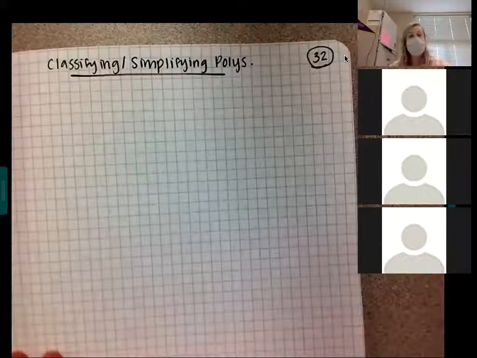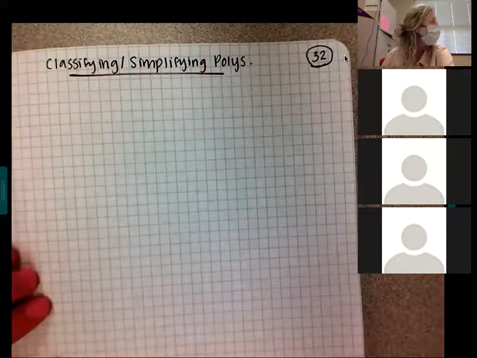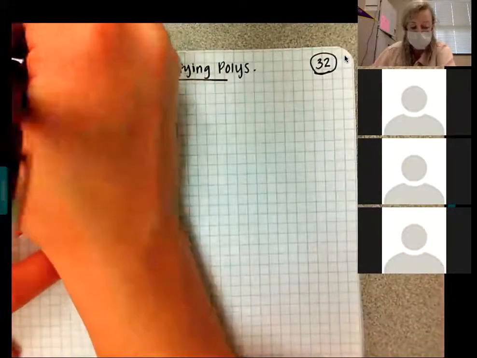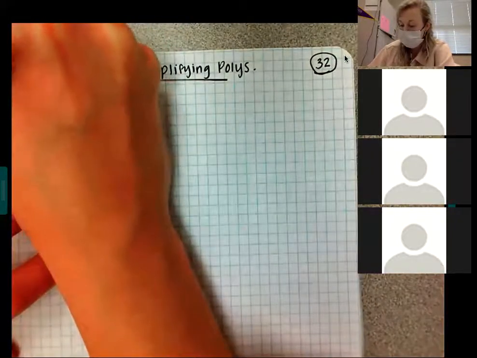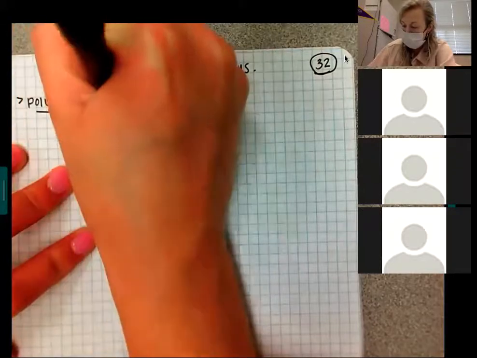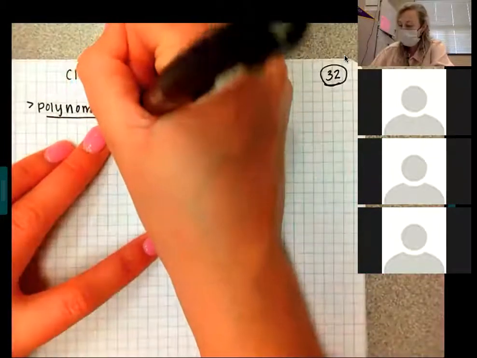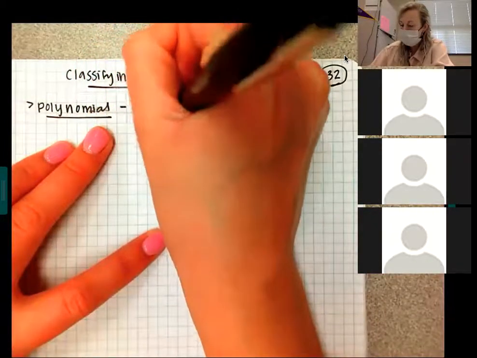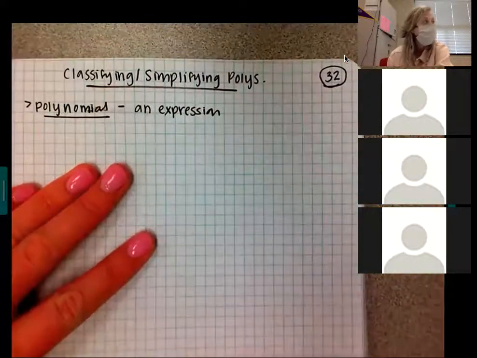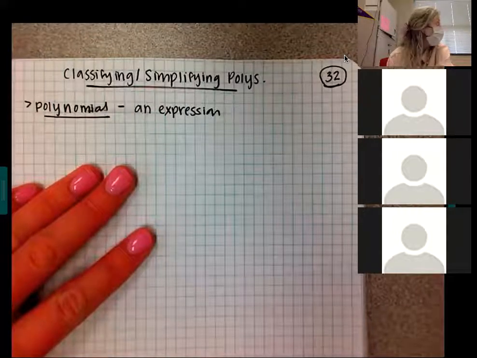All right, so before we can talk about classifying and simplifying polynomials, you guys have to know what a polynomial is, right? Y'all can close your computers. You do not need them right now. So y'all close them so I can see you're with me. A polynomial is just an expression. It's just a fancy word for an expression.